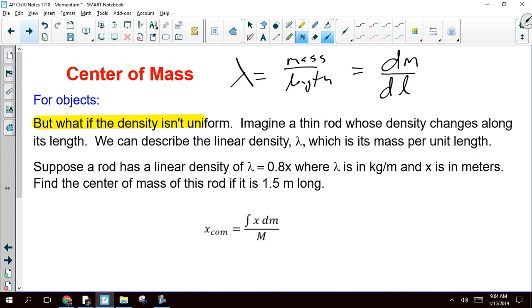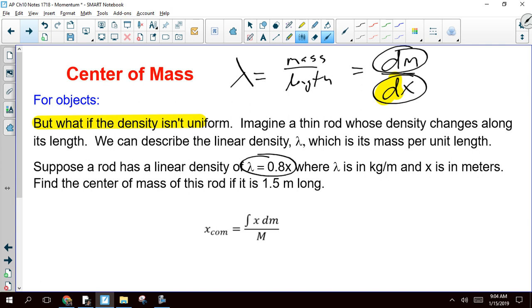Since we're using an x-axis, let me use dx instead of dl. If you take a very small mass and divide it by the very small length of that mass, that's your linear density at that point. So here we've got a rod that's got a linear density of 0.8x.